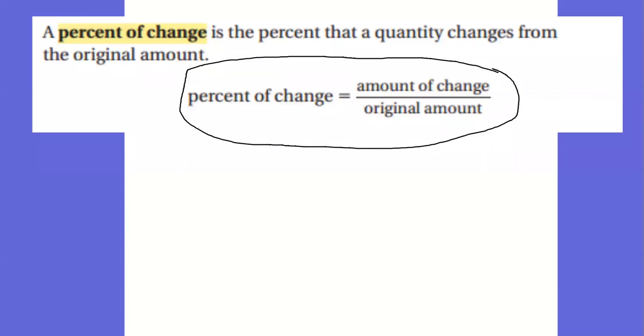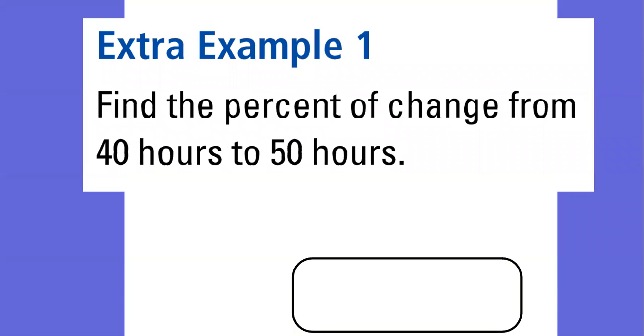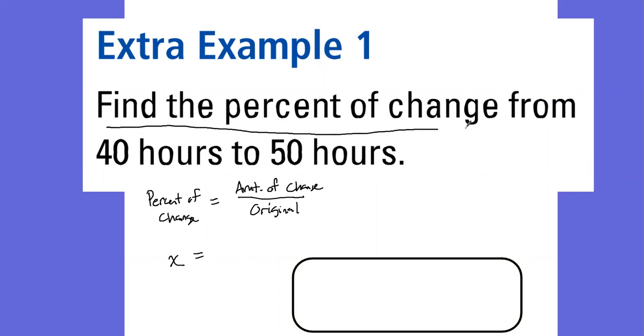My percent of change is equal to my amount of change divided by my original. So it says find the percent of change from 40 hours to 50 hours. First, let me just rewrite my little formula here. My percent of change is always going to equal my amount of change divided by my original. Because they're asking me to find the percent of change, I'm going to call this my variable. We'll call it x. Don't know what it is, but that's what I'm looking for.